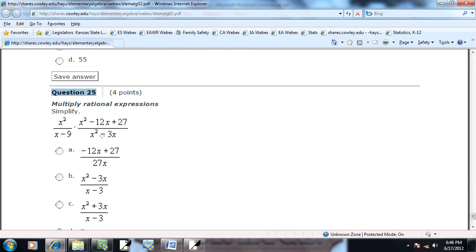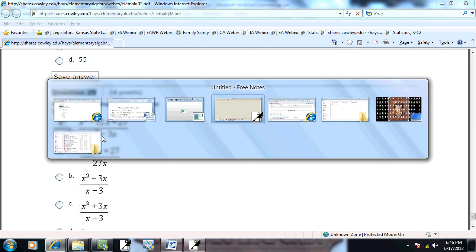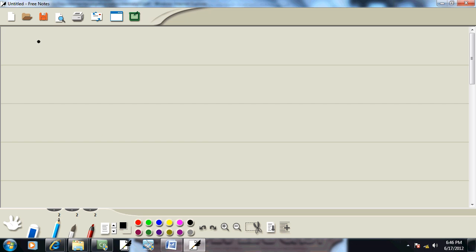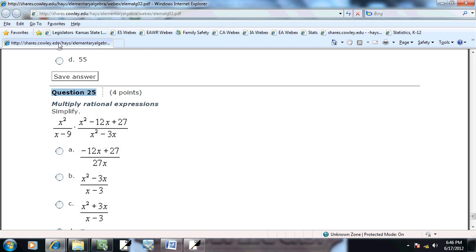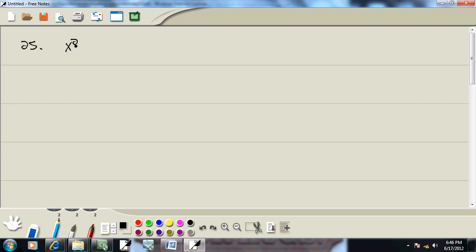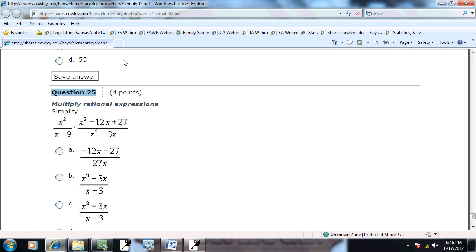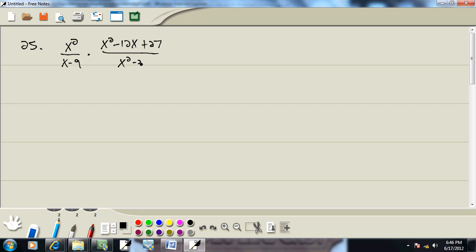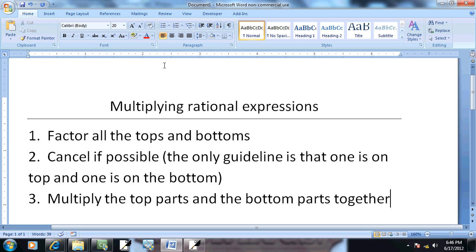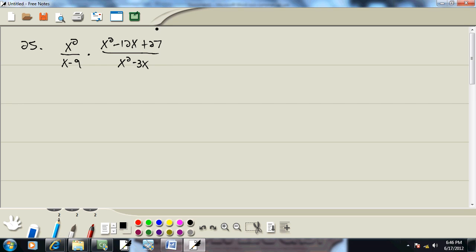So let's look at that according to this problem. So we got 25, and we got x squared over x minus 9 times x squared minus 12x plus 27 over x squared minus 3x. So first step, factor all the tops and bottoms. This is the PSD method, and this is the GCF here.